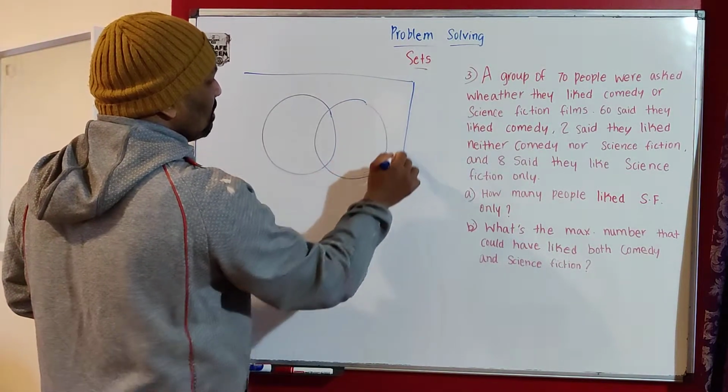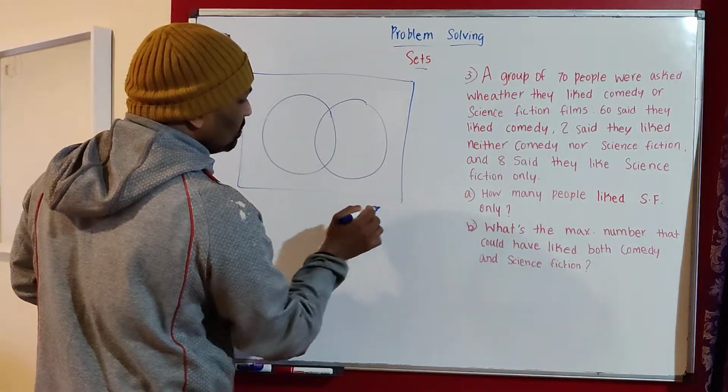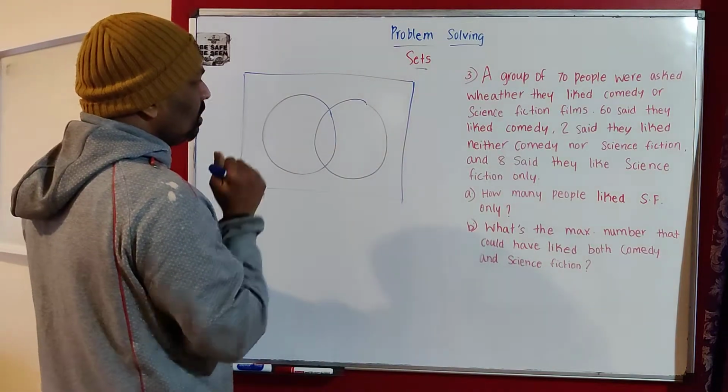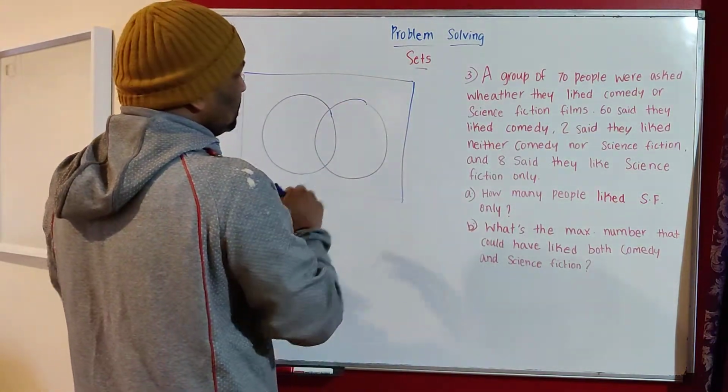Every circle should have some common area, meaning they should overlap each other. Each circle should overlap each other. Okay, so this is a universal set.